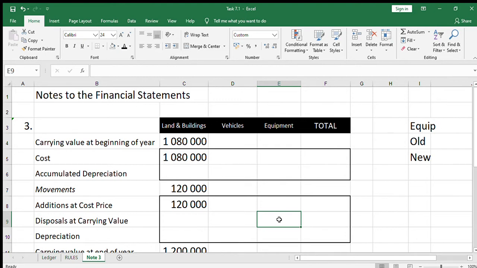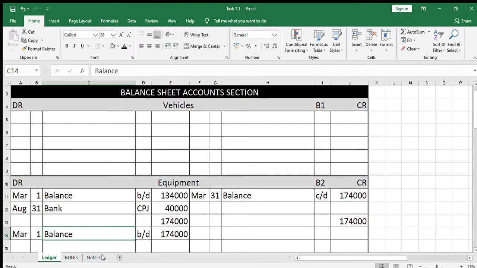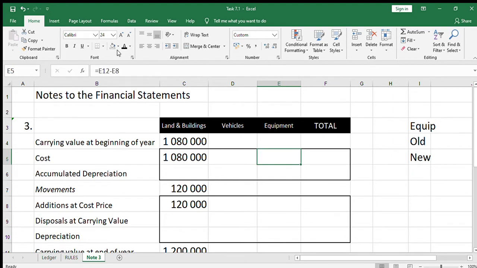Now with equipment, if we look back at the ledger account or even at the question, the balance brought down was 134,000. So that's going to be our cost price at the beginning of the year. The additions we know were 40,000, the amount you put on the debit side of the ledger account. The accumulated depreciation given to you in the balances for equipment was 42,000. Remember, you must always put that in brackets. And you can calculate your carrying value at the beginning of the year: 134,000 minus 42,000.